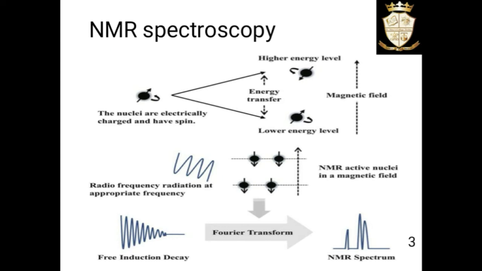And this is the working. How NMR spectroscopy takes place. All the electrons are charged. So when we apply a magnetic field, electron spin takes place. Then that leads from the lower energy level to the higher energy level. So there is an energy transfer between them that may be detected by the decay, and finally we get the NMR spectrum. That is the main functioning of NMR spectroscopy.